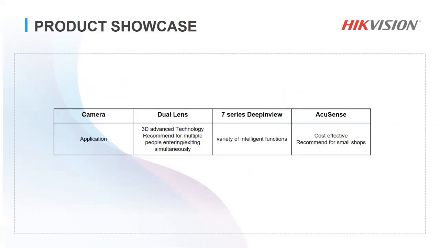So just to recap, we've got the dual lens, which is a 3D technology recommended for multiple people entrances and exits simultaneously, and gives a higher accuracy of detection. The 7-line Deep in View cameras provide the additional intelligent functions that are available, and the AccuSense is a cost-effective camera solution recommended for the small shops and premises.